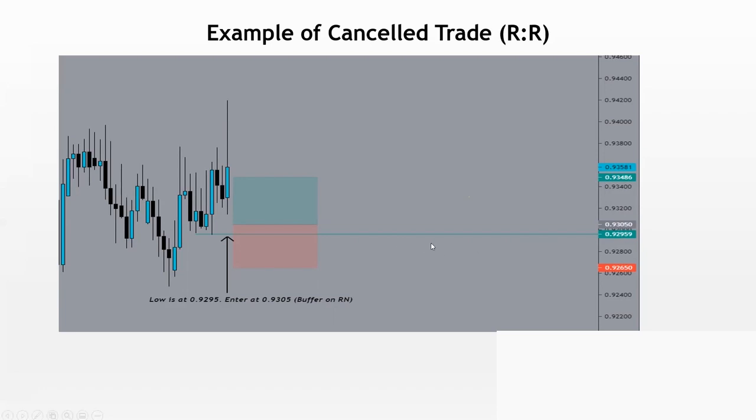So I would have my entry at 0.9305, because remember, we're disregarding the last number. So if I cover this number here, it's 0.9295. So because the round number is going to be hit first, I'm putting the buffer on the round number. I hope that makes sense.